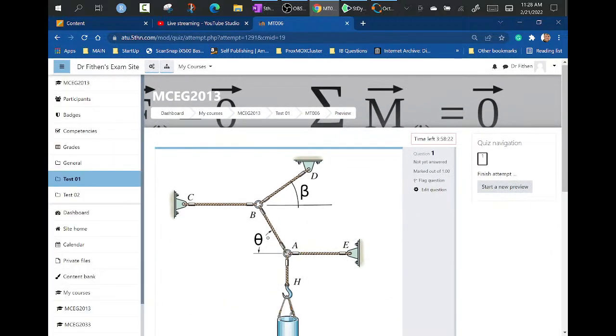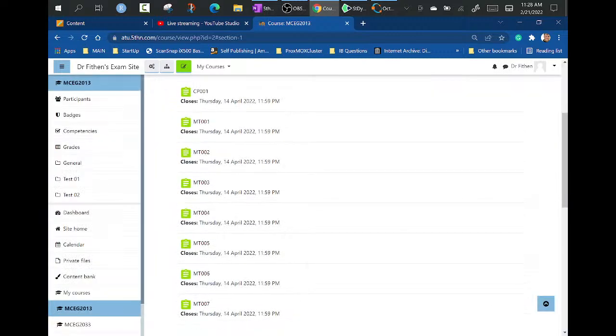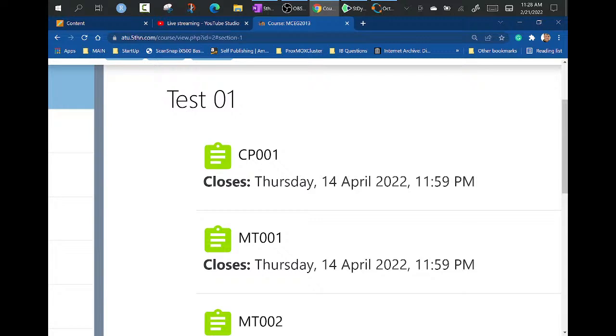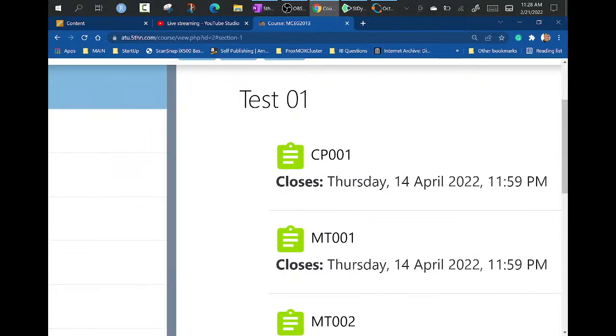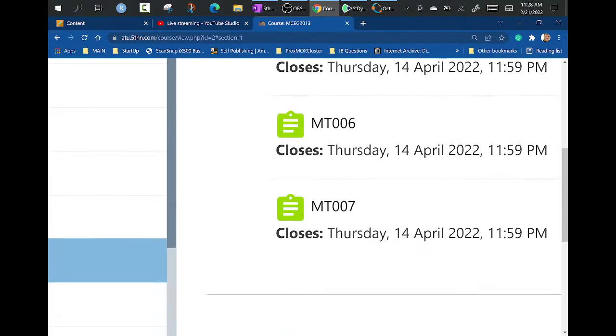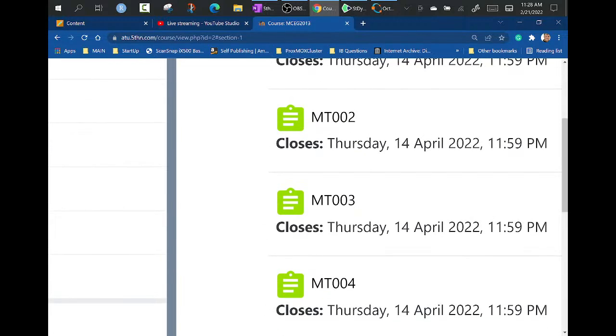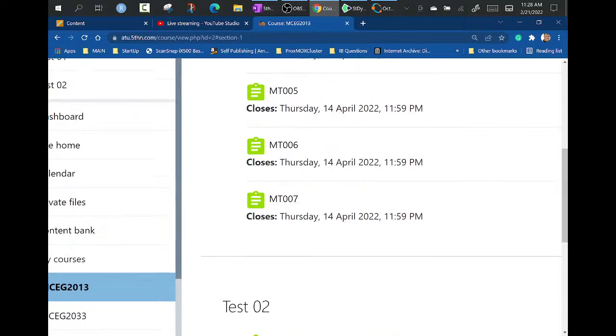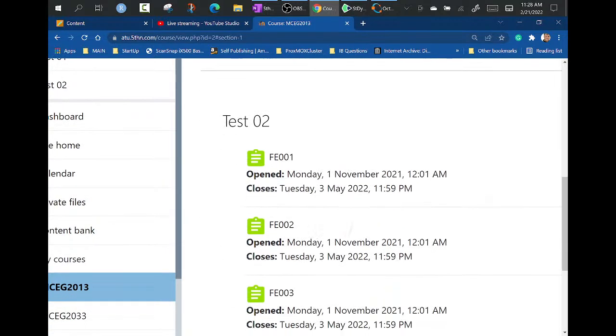But I was going to go back. Okay, so apparently there is a common problem. That's CPO1, my common problem. MT was a designation for a midterm, but now I'm calling it test 01. It's the same amount, it doesn't really matter. And then there are 7 problems here. They're all due on April 14th. I think you can see your final too.